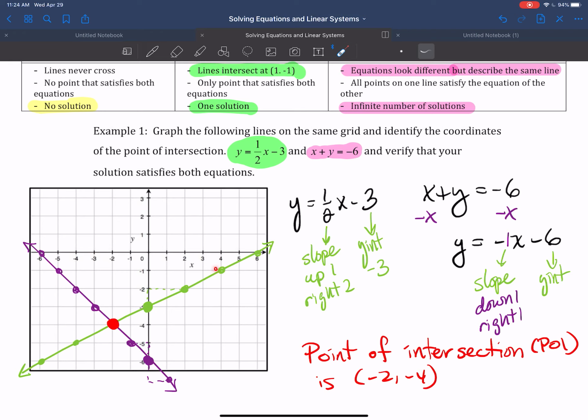For instance, over here, when x is 4, y should be -1. So that works for this equation, but does not work for that equation. If you plug in 4 here, you do not get -1. You get -10. Because if I plug in x is 4 and I go all the way down here, and when I would hit that purple line, it would be -10, somewhere down there. So any other point would not work. This is the only point, that point of intersection, that would work for both of those equations.